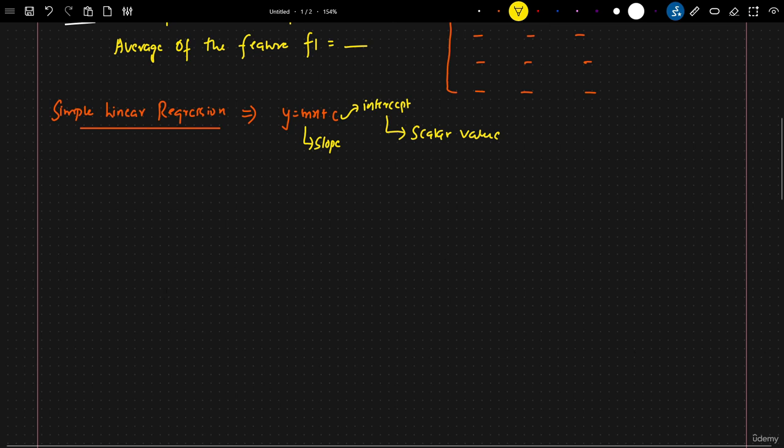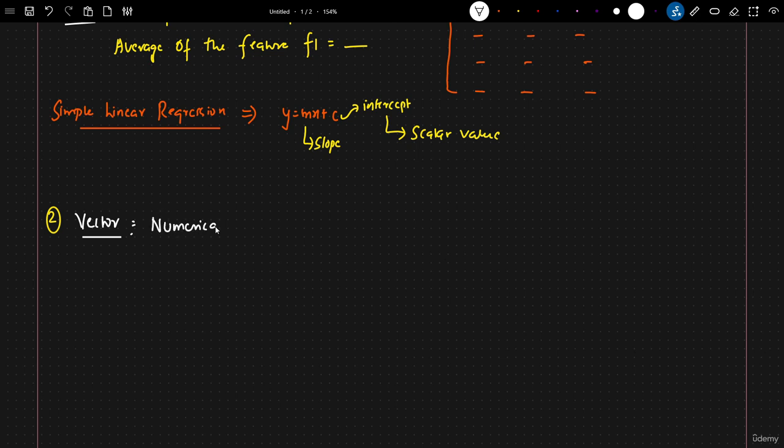Now let us go ahead and discuss vectors. So if I talk about vectors, first of all, we will talk about something about vectors. Again, this can be a numerical value which has both magnitude and direction. Again, this definition that you're seeing is with respect to physics. Here we are saying that it is a numerical value which has magnitude and direction.